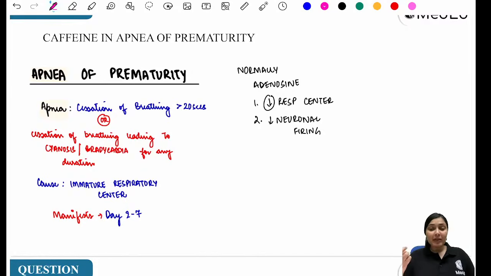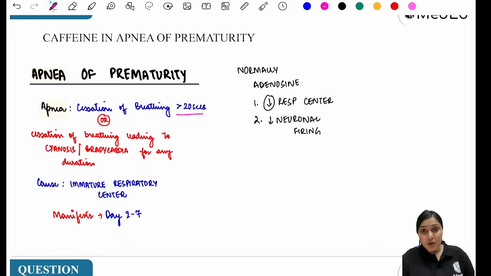So if I hold my breath, is that apnea? No. The correct definition is if there is stoppage of breathing, cessation of breathing for more than 20 seconds, or this cessation of any duration that leads to cyanosis or bradycardia, that is apnea. Right? The cause in newborns, premature newborns, is because of the immaturity of the respiratory center, and it usually manifests on day 2 to 7 of life. For the treatment, we give nothing but caffeine citrate.